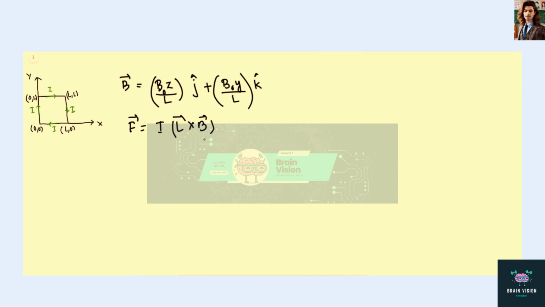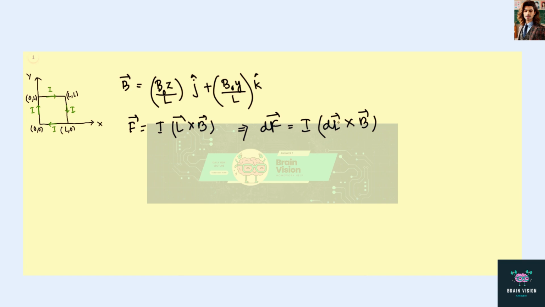We know that the magnetic force is given by I times L cross B, but that's the case where the magnetic field is uniform. For a case where the magnetic field varies with the length, the change in force can be written as I times dl cross product with the magnetic field, and this is the equation that we are going to use. We are going to apply this equation to each side of the loop.